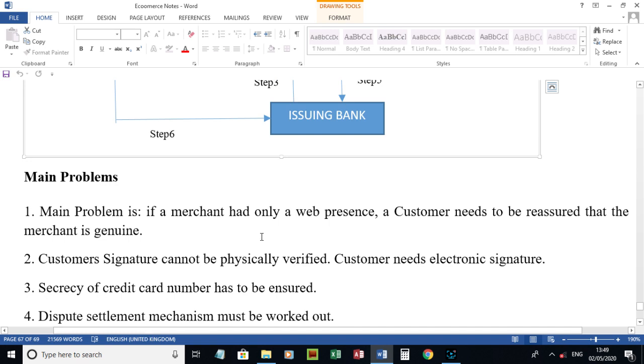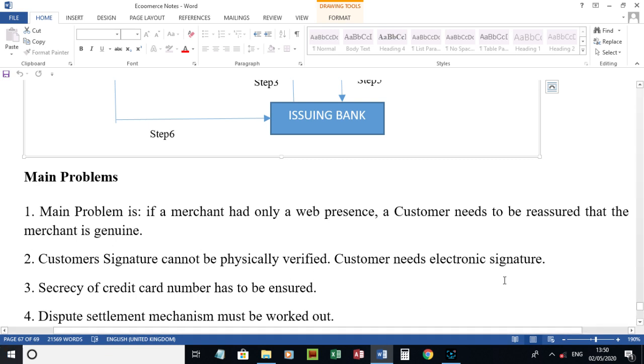The problem is, if a merchant has only a web presence, the customer needs to be reassured that the merchant is genuine. Say a website, online, and then there must be an assurance that the merchant is genuine. Your customer must also be assured that the merchant is genuine. Also, you may be asked to pay before delivery, so the customer must make sure that you are a creditworthy, genuine person.